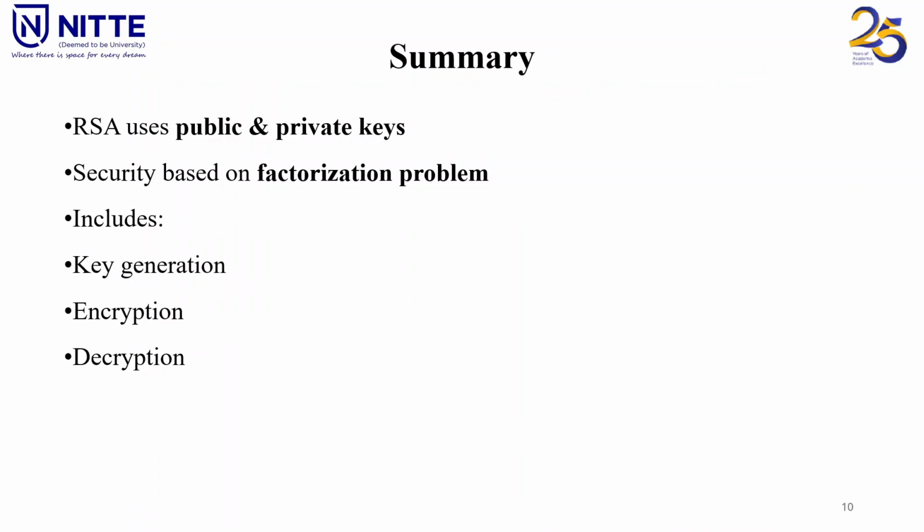With this, I'm going to be concluding this session. At the end of this session, RSA uses the public and private key for encryption as well as decryption. The security is mainly based on the factorization problem. The larger the prime numbers you choose, the stronger your algorithm. RSA includes key generation, that is obtaining the encryption key and the decryption key. Then we perform the encryption and decryption process.